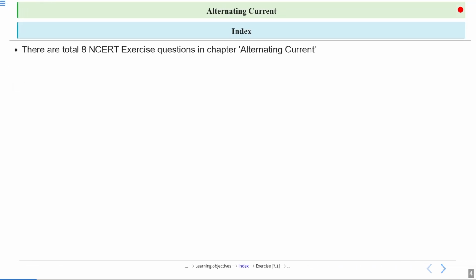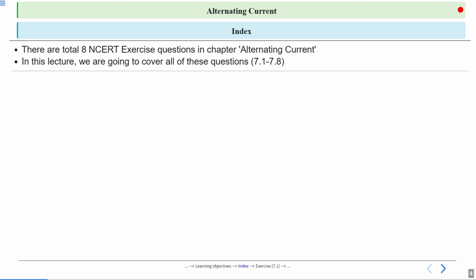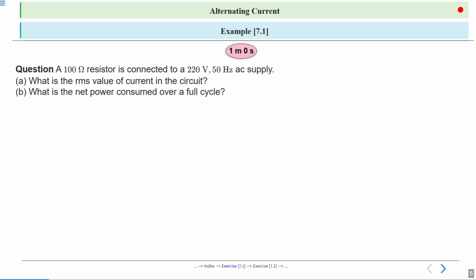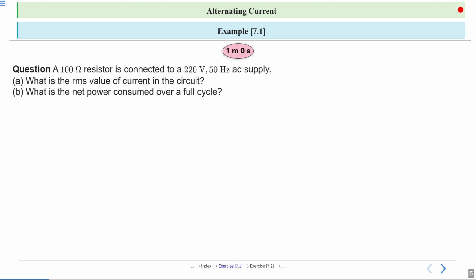So, there are a total of 8 NCERT exercise questions in the chapter Alternating Current. In this lecture, we are going to cover all of these questions, 7.1 to 7.8. So let's start with the first question.